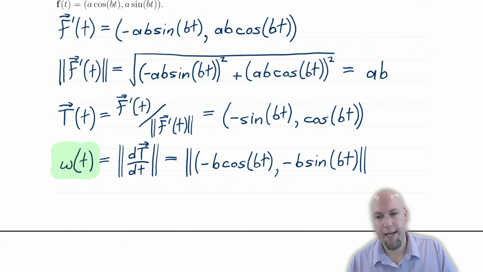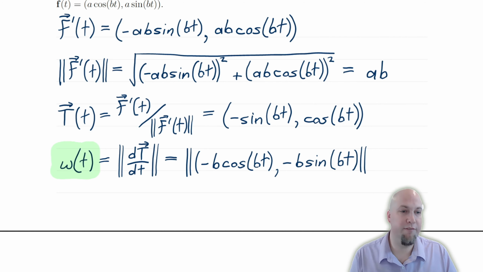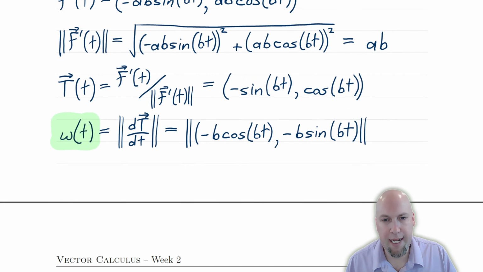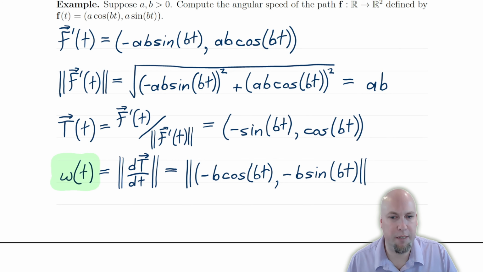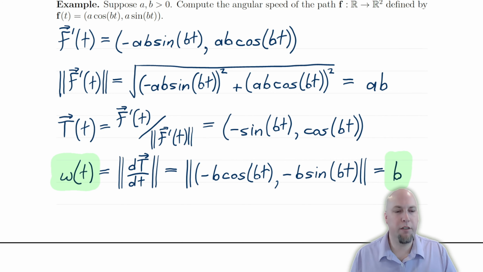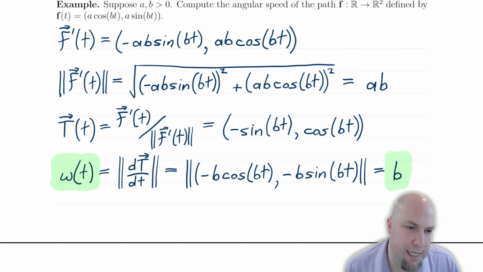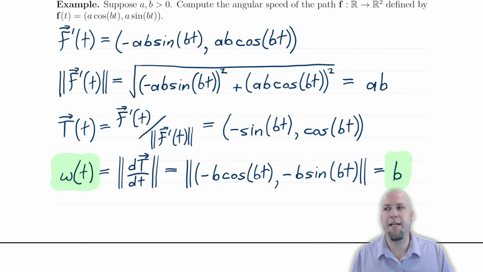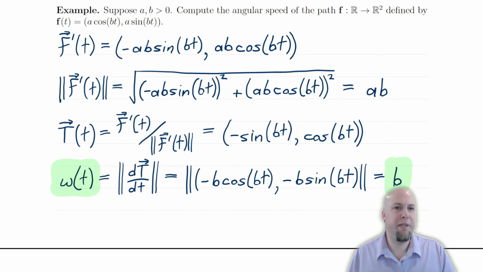And now, last step, I've got to compute the length of this derivative of the unit tangent vector. And for that, same deal as before. It's going to be first entry squared plus second entry squared. Use the fact that cos squared plus sine squared equals 1, and you're going to get just b at the end of the day. So the angular speed of this path is b.